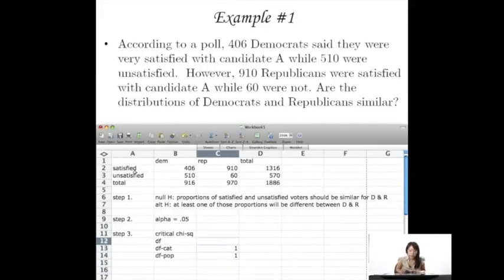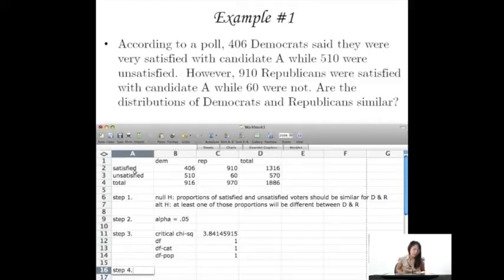And so the degrees of freedom here is going to be this times this, right? So degrees of freedom for category times degrees of freedom for population. And that's just 1. So what's our critical chi-square? Well, that's going to be found by chi-inv. We put in our probability as well as our degrees of freedom. And we find 3.84 is our critical chi-square. So we're looking for samples that represent populations, sample chi-squares that are larger than 3.84.